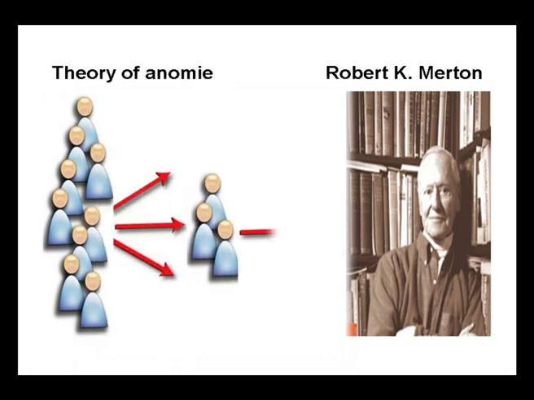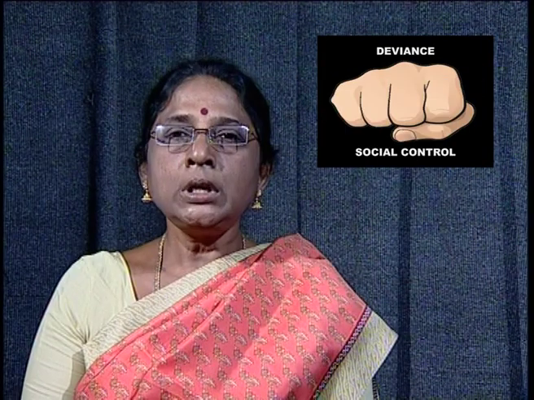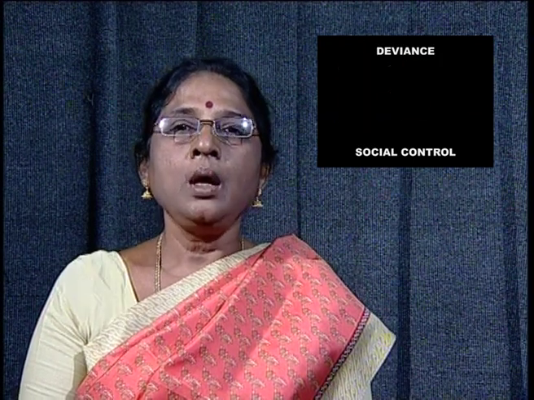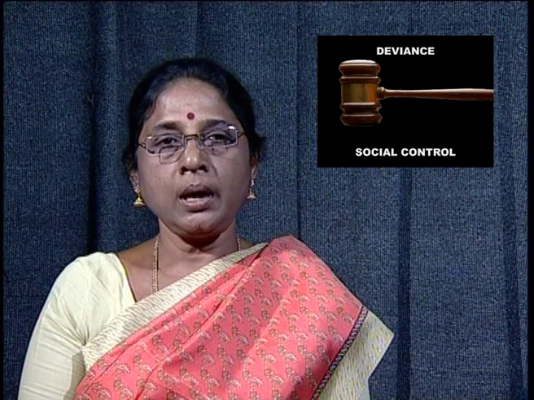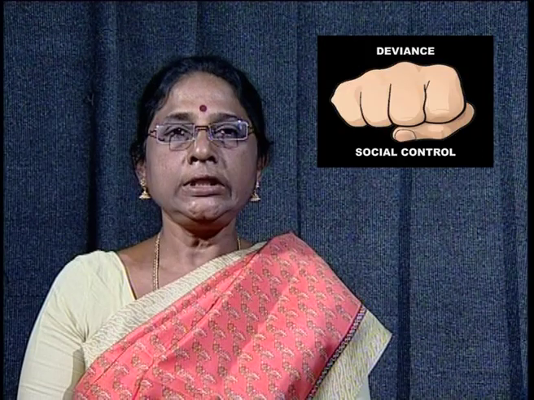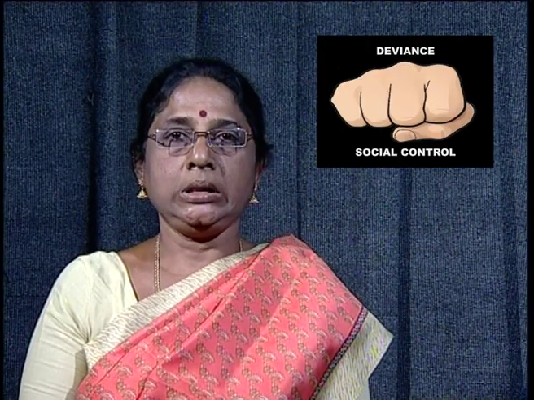Robert K. Merton analyzes deviant behavior based on the lack of social integration. This theory is called the theory of anomie. Merton identified 5 possible reactions to the tensions between socially endorsed values and the limited means of achieving them. They are conformists, innovators, ritualists, retreatists and rebels.